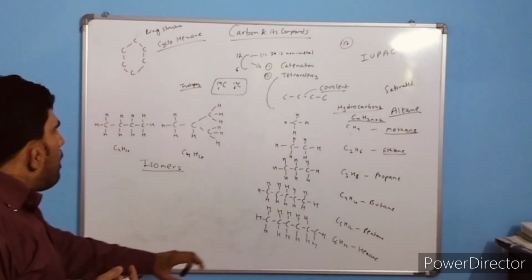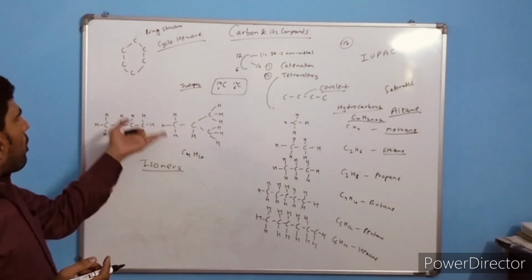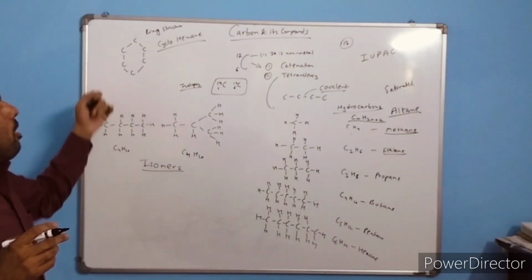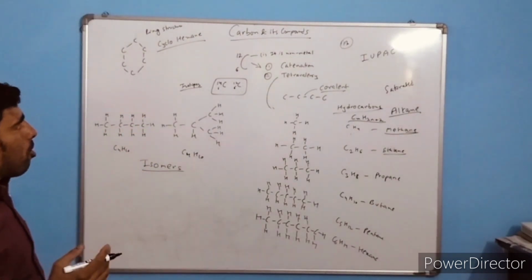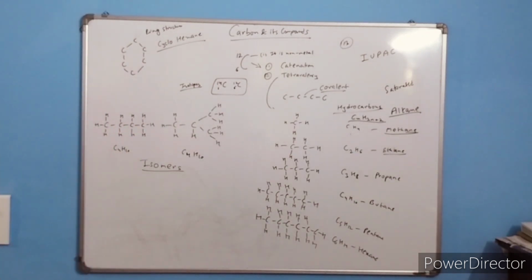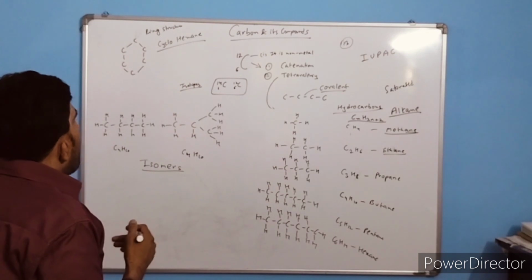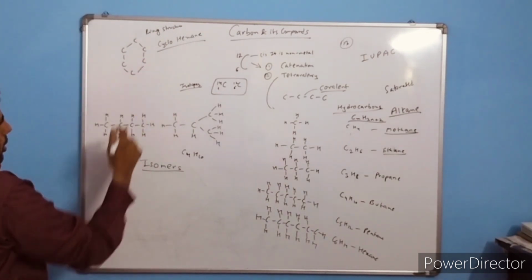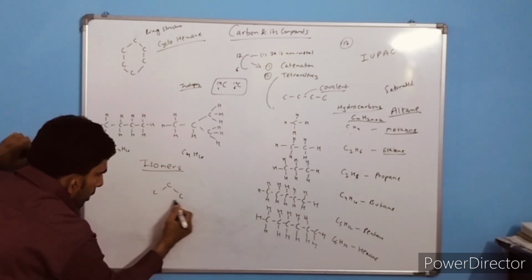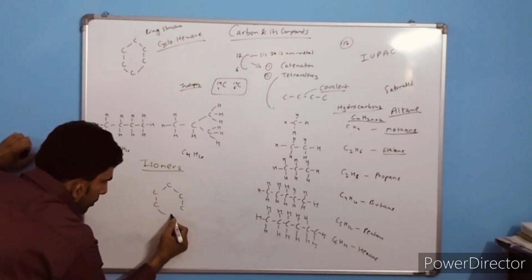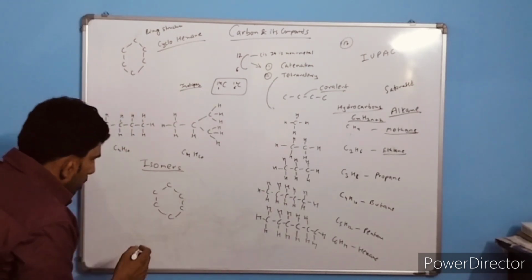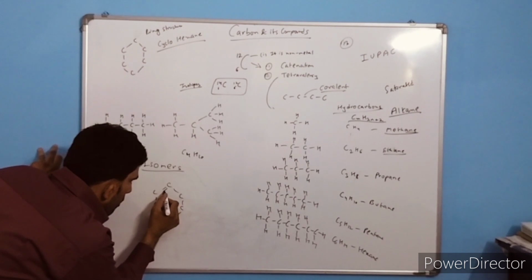Okay, so I can draw like this also. Straight chain, branch chain, and third one is a ring structure. Okay, so lots of things are there. Now, apart from this, I will show you more. This is cyclohexane. Now, I will draw this again. See? Now, what's the difference between this and this? I will tell you.